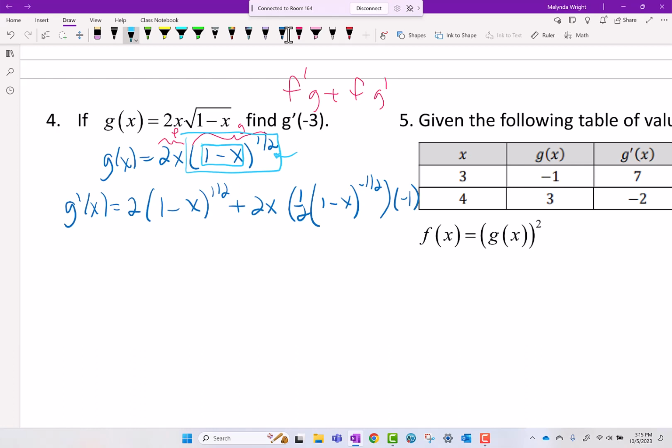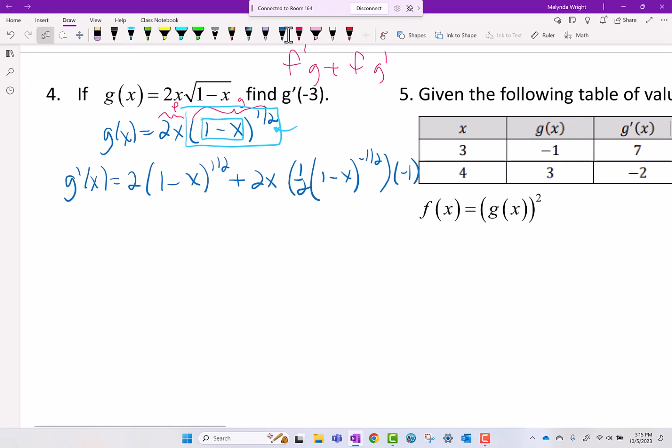Okay, are we okay? All right, so here's what I'm going to do to pretty it up, because I don't want to deal with plugging into something that looks like this. 2 times 1/2 is 1, so I'm going to not worry about those. And I'm going to rewrite it with radicals, because that's easier to work with.